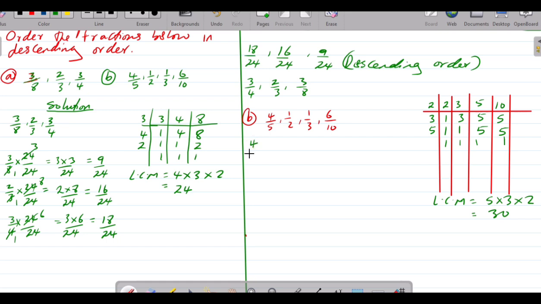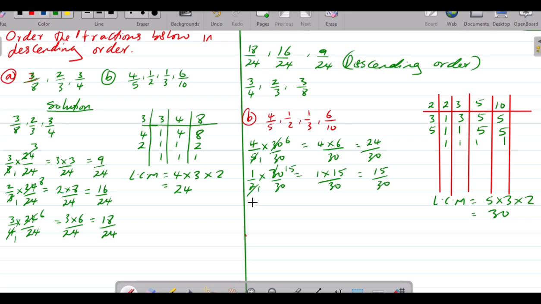So now let's multiply each fraction here by the LCM, which is 30. 4 over 5 times 30 over 30. 5 in 5 is 1. 5 in 30 is 6. So we have 4 times 6 over 30. So 4 times 6 is going to give me 24 over 30. The next one is 1 over 2 times 30 over 30. So 2 in 2 is 1, 2 in 30 is 15. So we have 1 times 15 over 30. So this will give me 15 over 30.